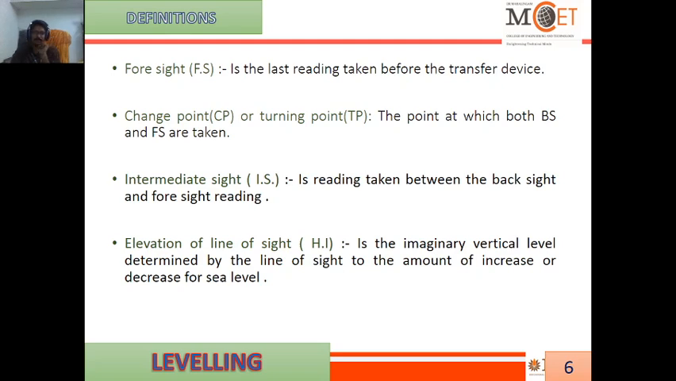Predominantly we use the change point, the point at which both backsight and foresight are taken. How is it possible? Now I explain the foresight. It is the last reading taken from the first position of the instrument. I have now shifted. For the new position, what will be the reference point? Since from that position I may not be able to see the benchmark, right? So the last reading taken from the first position becomes the foresight.